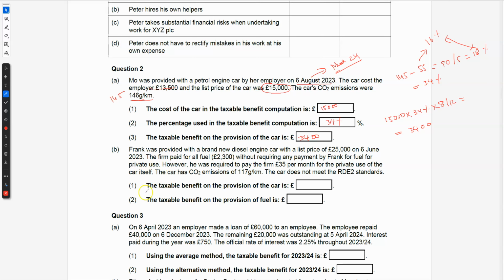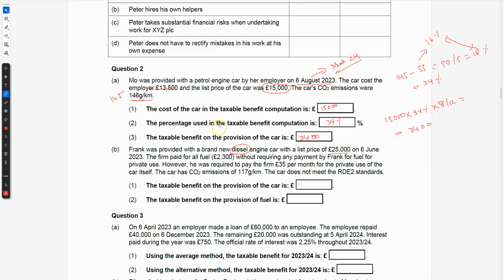Alright. The next one we have here says Frank was provided with a brand new diesel car. As soon as you see the diesel, remember that 4% will be extra. But if the car meets the RDE2 standard, then it will be like a petrol. List price is 25,000 on 6 June 2023. The firm paid for all the fuel without requiring payment by Frank.